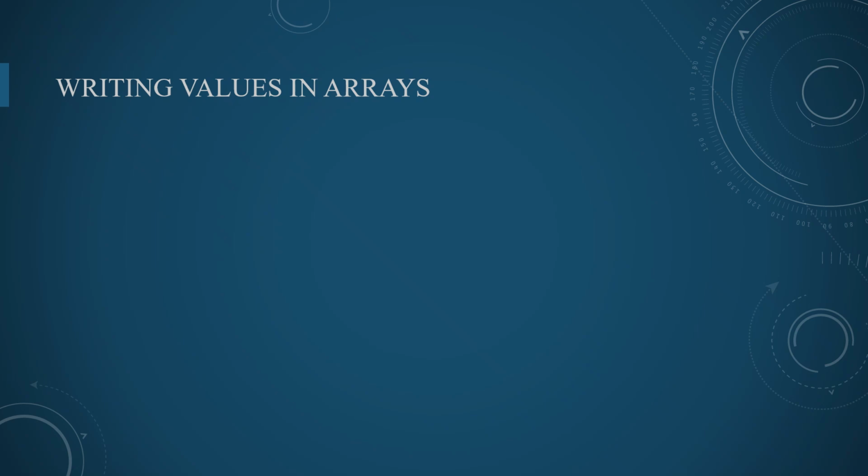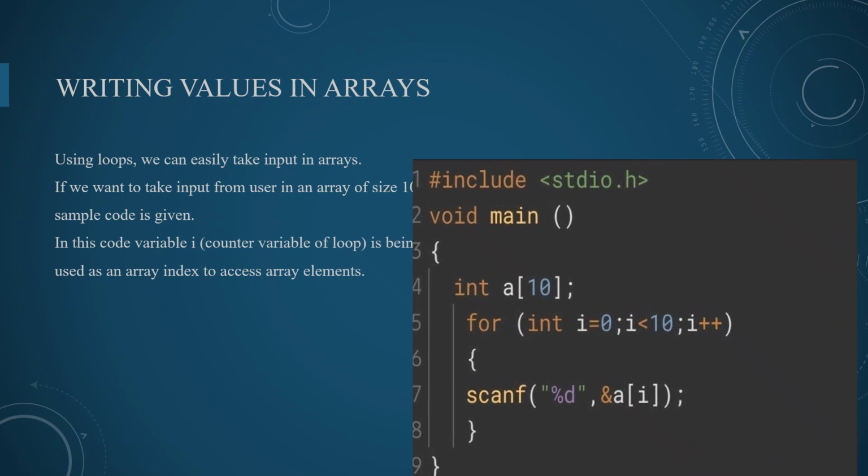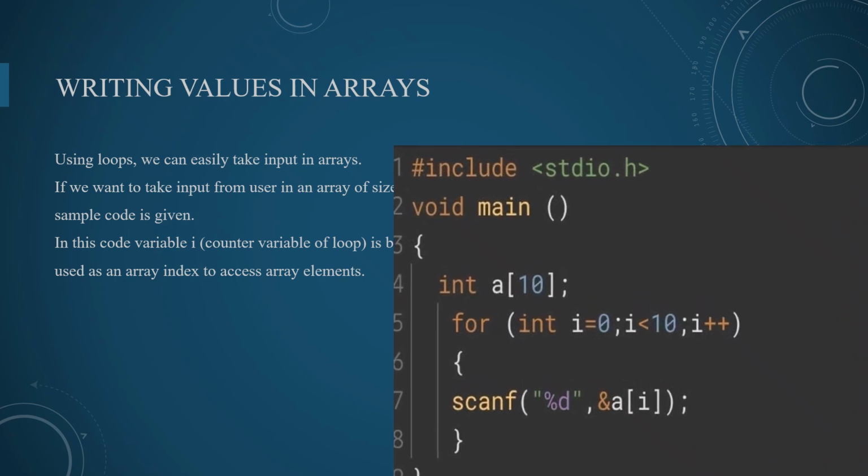How can we write values in arrays using loops? Using loops, we can easily take input in arrays. If we want to take input from the user in an array of size 10, sample code is given. You can see in this code that variable i, which is of integer type, as a counter variable is being used as an array index to access array elements.